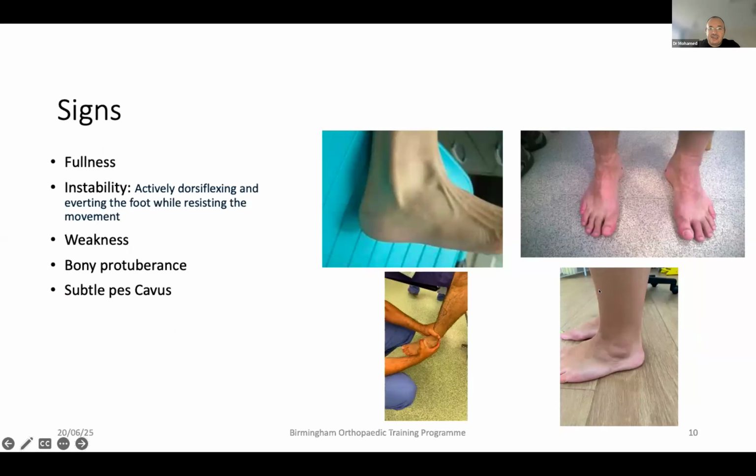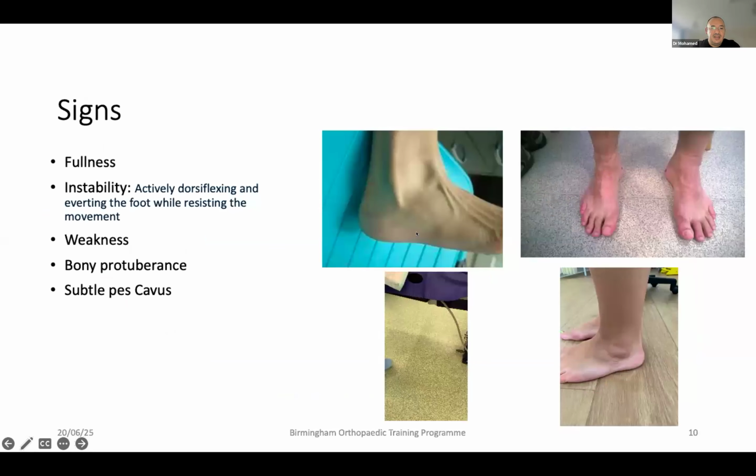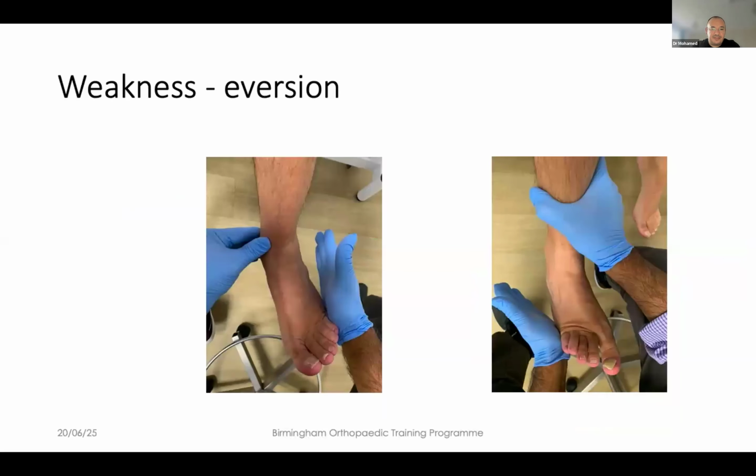On this picture, you can see easily that the patient has some fullness in the back. So this patient has, as we agreed, some malalignment and base cavus, which predisposed to the problem. And this patient has a frank dislocation of the peroneal tendons coming out from the retromalleolar groove to the lateral malleolus. So the signs will be, as we see, fullness, abnormal ankle position, instability, weakness, bony protuberance if there's a hypertrophy of the peroneal tubercle, subtle base cavus or malalignment of the foot.